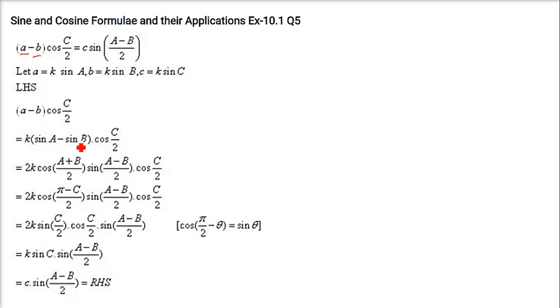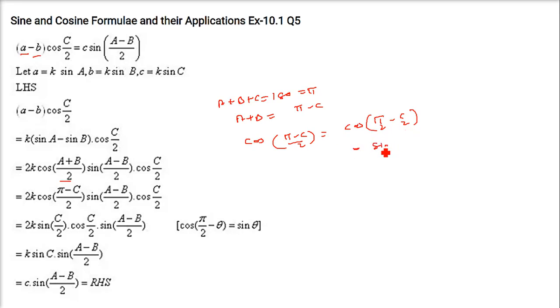Now here sin A − sin B, the formula is 2 cos((A + B)/2) sin((A − B)/2). Now this A + B is 180 degrees or pi, so A + B can be written as pi − C. When you put it here, it will be cos((pi − C)/2), and that will be cos(pi/2 − C/2). So cos(90 − theta) is sin theta. We are going to use this a lot in the coming questions, so just understand this. So this will be sin(C/2).